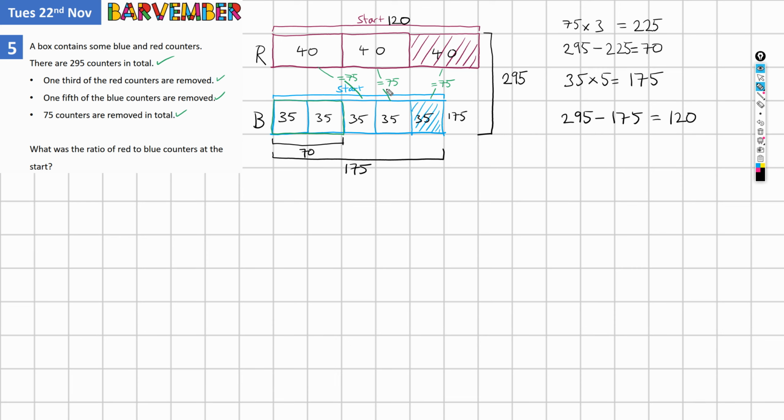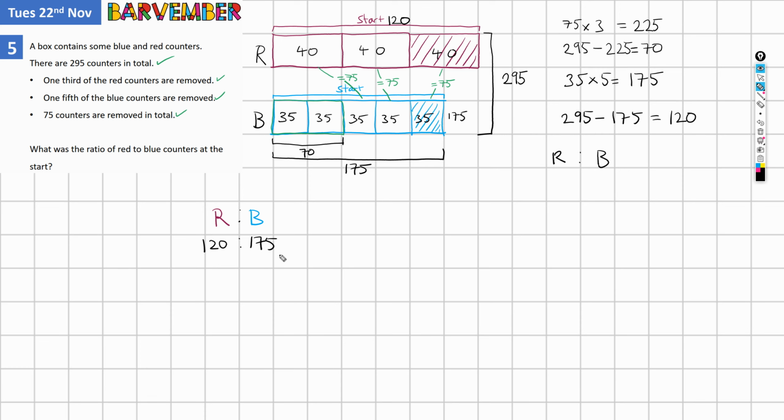What am I asked for then? I'm asked for the ratio of red to blue counters at the start. Well, at the start, let's do this over here. And let's do it in colour. Why not? So red to blue. Okay. What did we have? Well, red, we had 120 and blue 175.